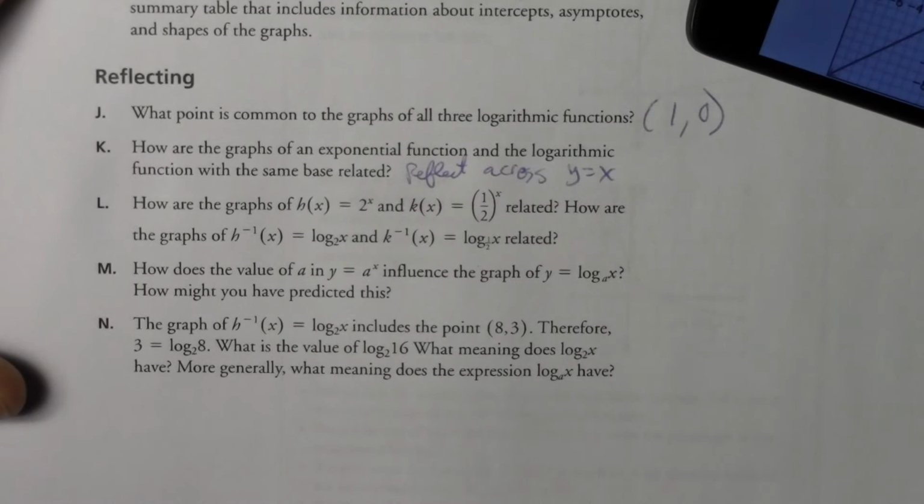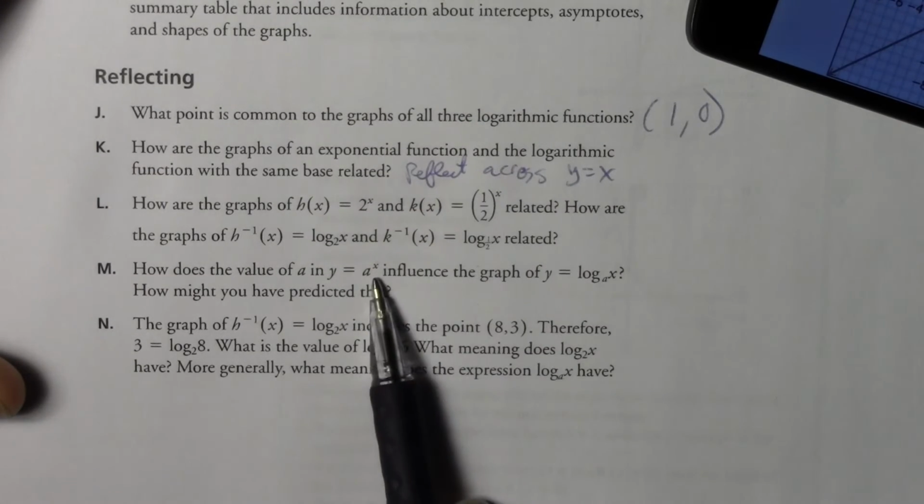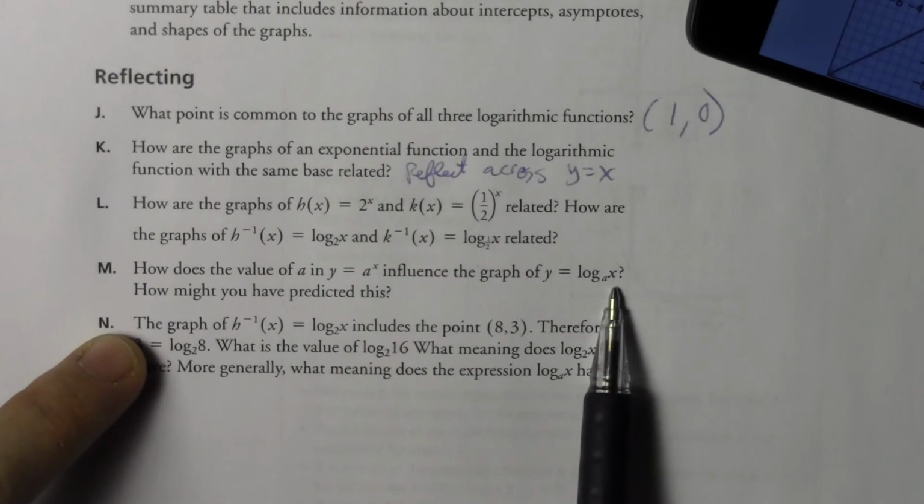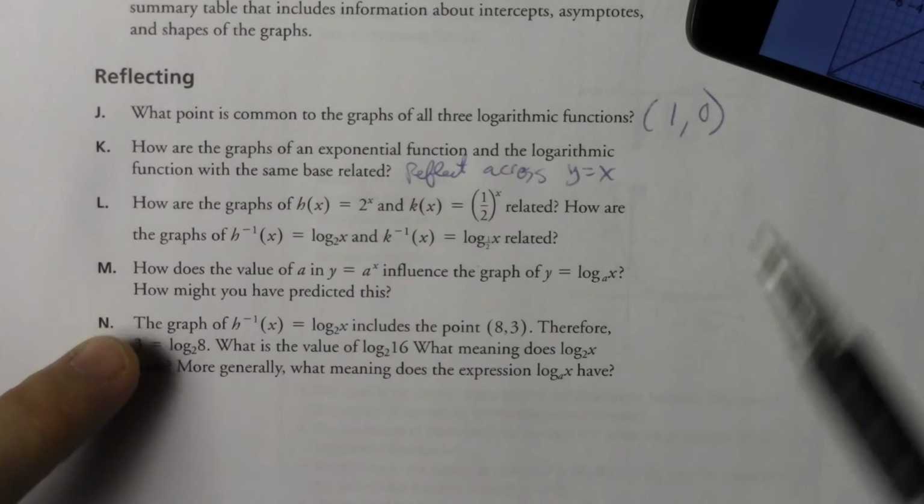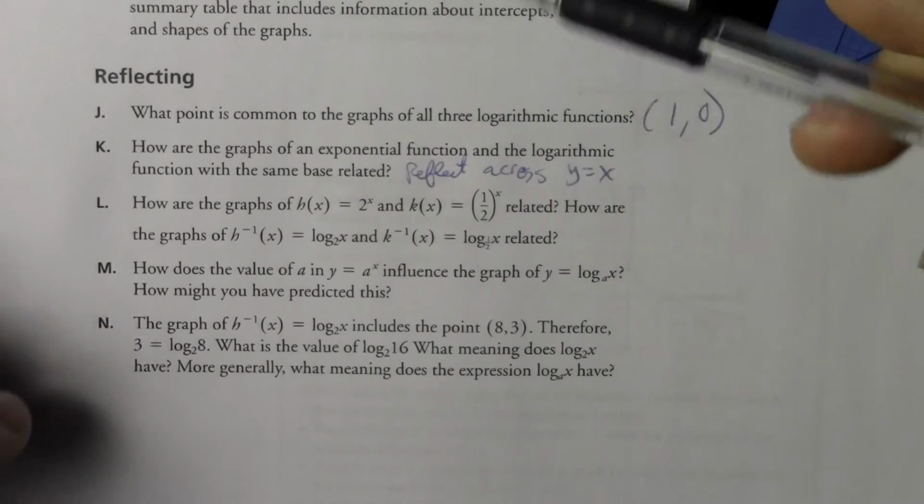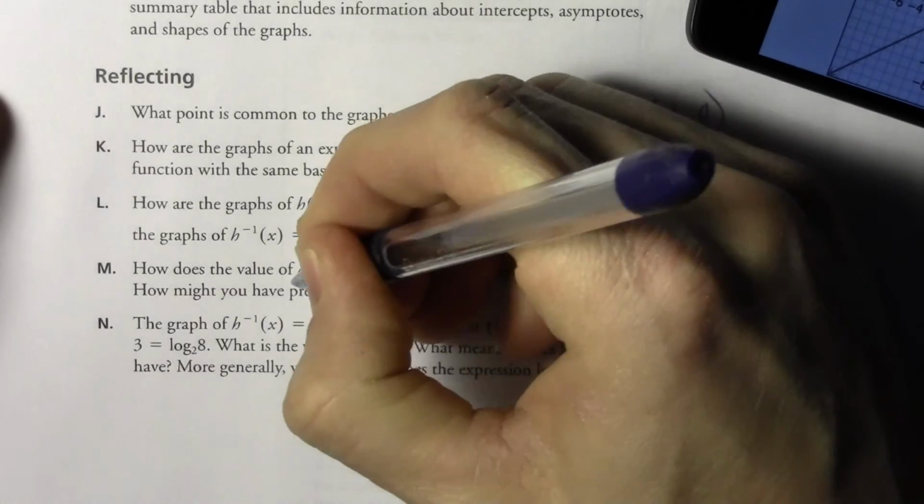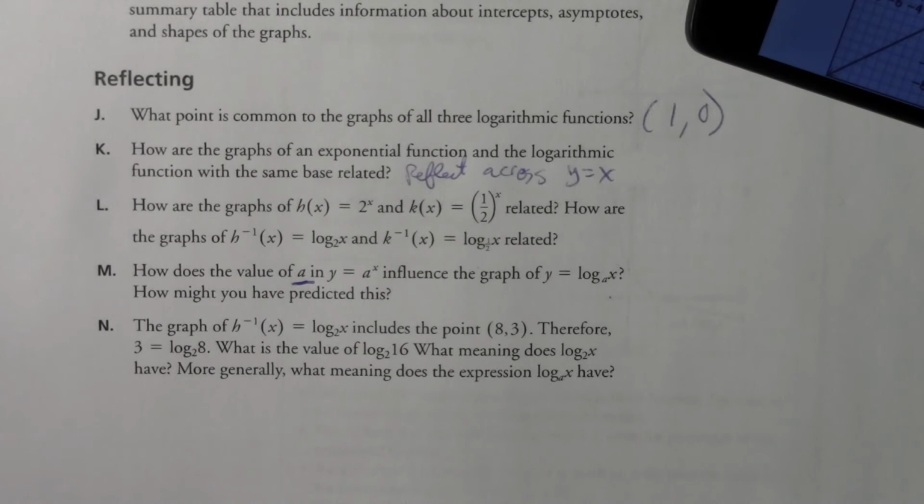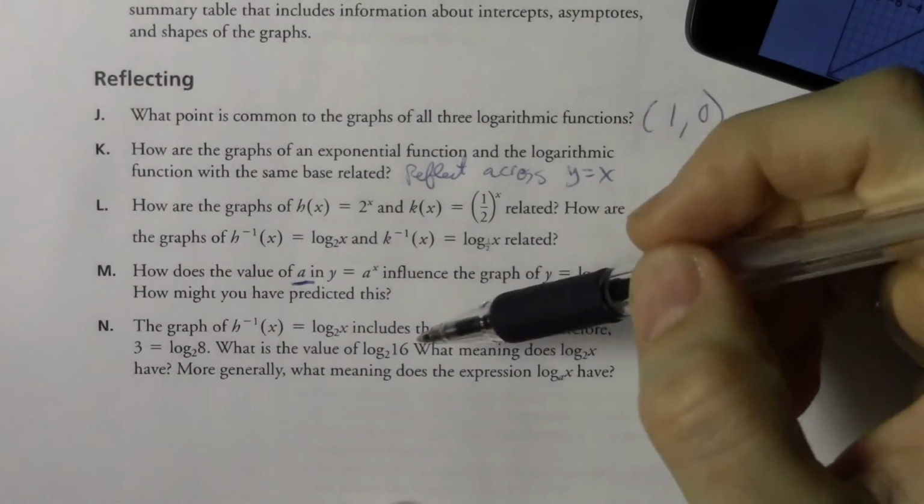Next question. How does the value of a in y equals a to the exponent x influence the graph of the logarithm of base a x? How might you have predicted this? Anybody? How does the value of a influence this graph? We talked about it earlier. The value of a, Alex. The value of a is higher, it's closer to the axis. Perfect. Yeah. As the value of a is higher, those lines going to infinity approach the axes.